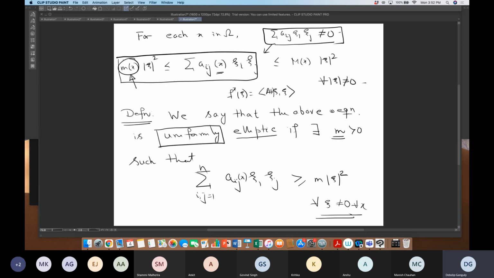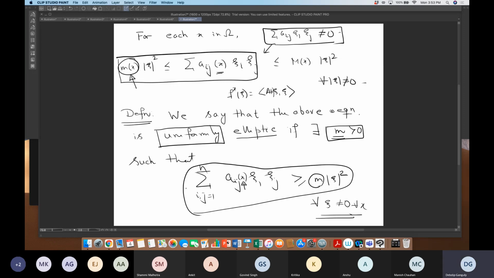Now we call an equation uniformly elliptic if there exists a uniform m which does not depend on x, such that this lower bound holds. Thus a_ij xi_i xi_j is greater than m times |xi|^2. Thus this m does not depend on the point x. Is that clear? This is very important, you should understand this. Is that clear to all of you?